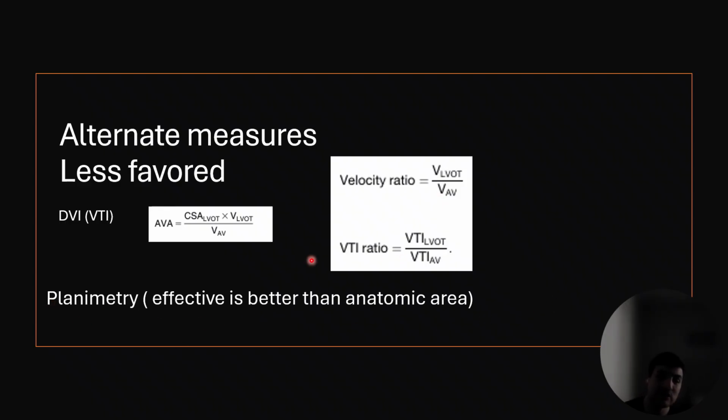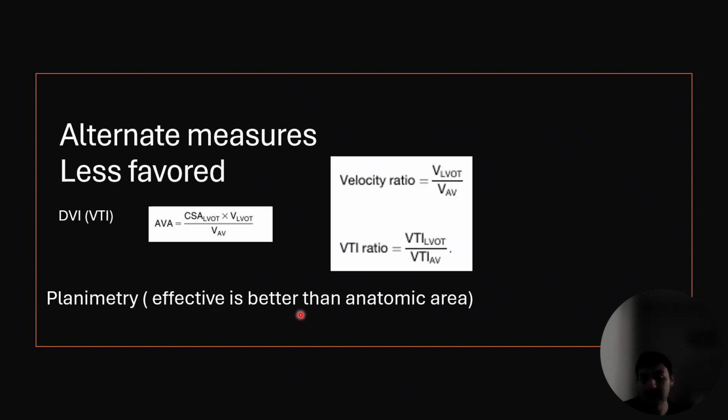The next thing you can do is planimetry. What is planimetry? Planimetry is looking at the valve and marking the area that I am seeing. It is more common with a TEE, transesophageal echocardiography. You can also do planimetry with transthoracic echocardiography, but I haven't seen that done. Usually it's done when you are doing a transesophageal echocardiogram.